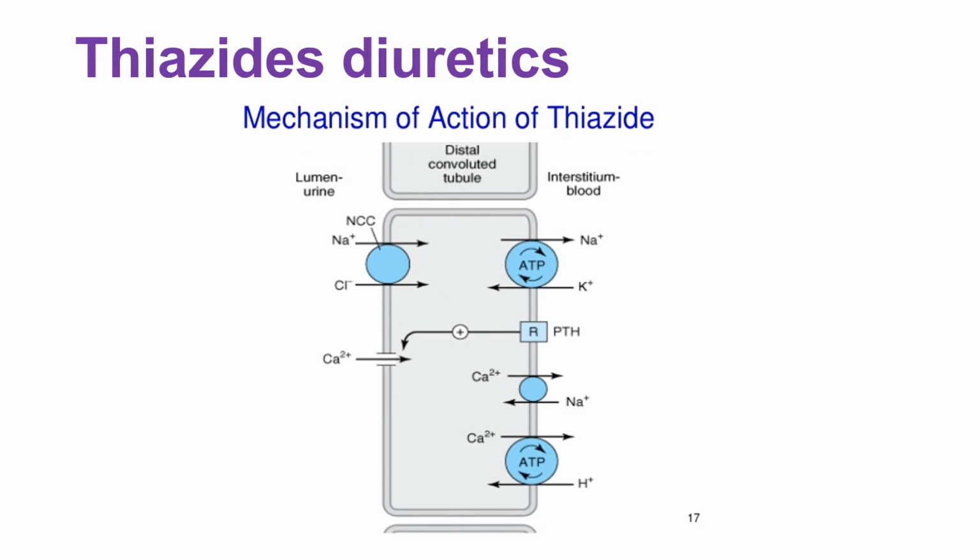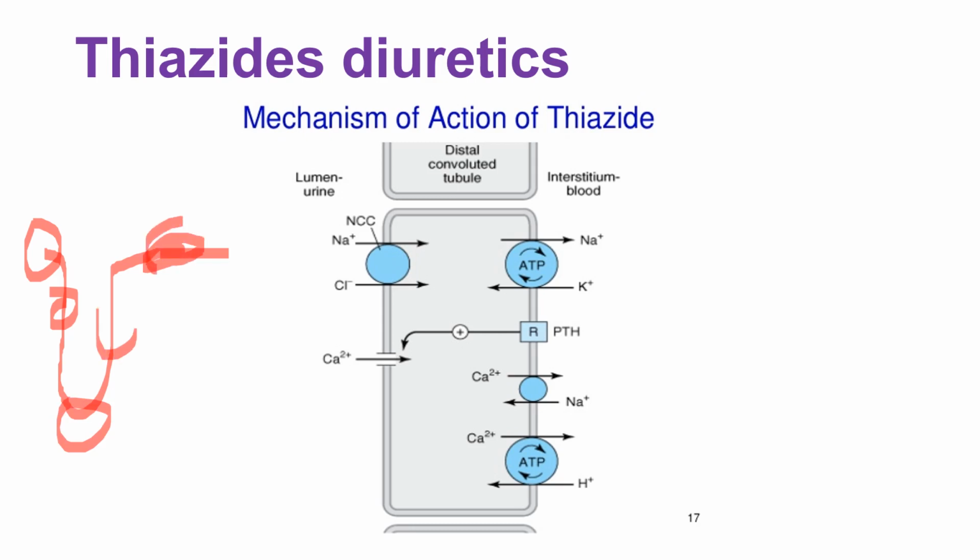Mechanism of action of thiazide diuretics. So in this you need to know what is the mechanism. Fine. So it happens in distal convoluted tube. You need to know basic things. Bowman's capsule, then proximal convoluted, loops of Henle, ascending limb. This is distal convoluted tube. In this region, this mechanism is carried over.